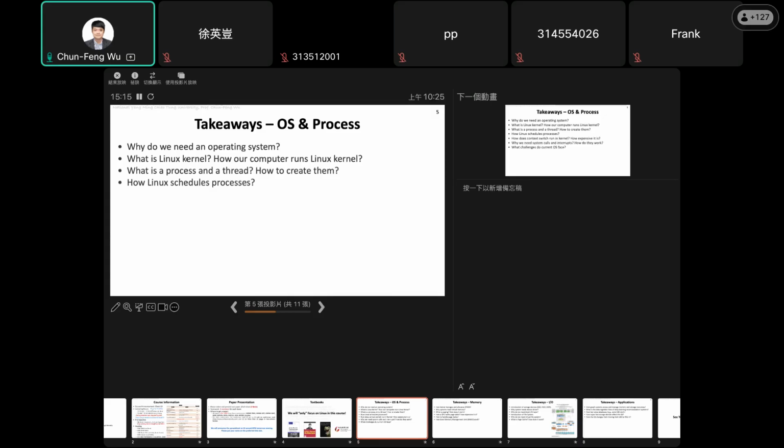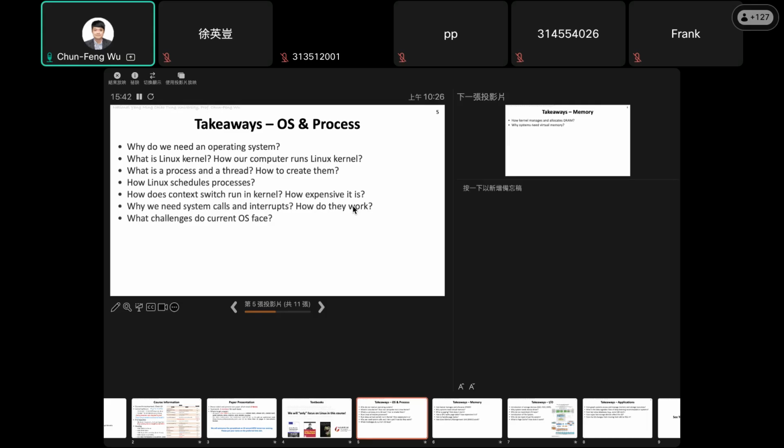I think this will be a little bit different from what you learned in undergraduate. Usually undergraduate will only give you an overview of the general operating system, what it looks like. But this time we'll let you know more details about the history of the Linux scheduler, from the O(1) scheduler to the widely used scheduler in Linux. Okay. And then how does context switch run in the kernel? How expensive is it? We'll have a deep dive into context switch, and you will learn that context switch is actually quite expensive when the system runs it.